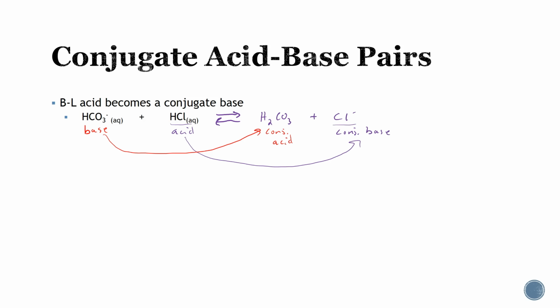So in all of our Bronsted-Lowry interactions, we start with an acid and a base, and the result is a conjugate acid, which is paired with the original base, and a conjugate base, which is paired with the original acid. All right, so let's try another one.